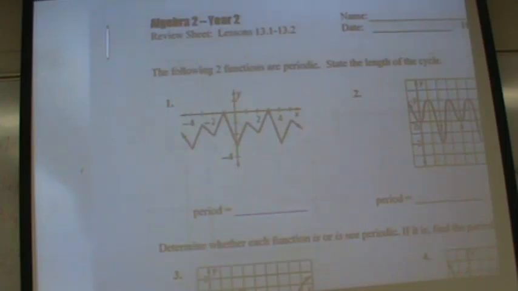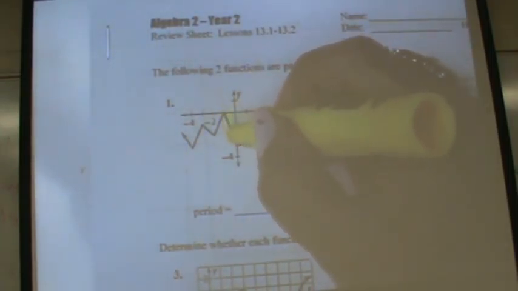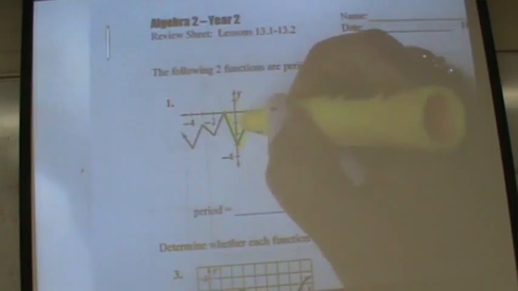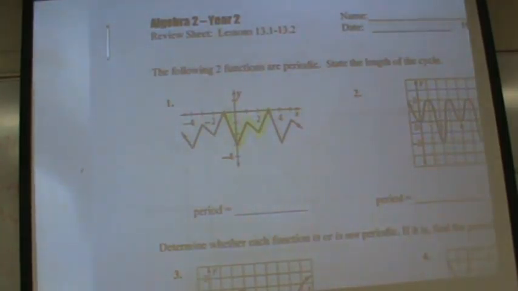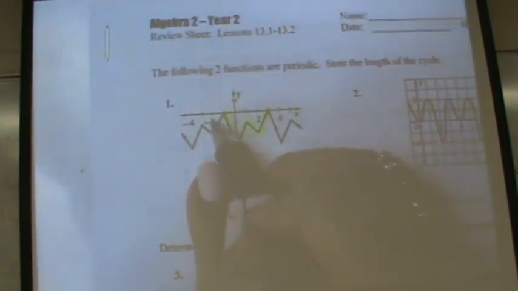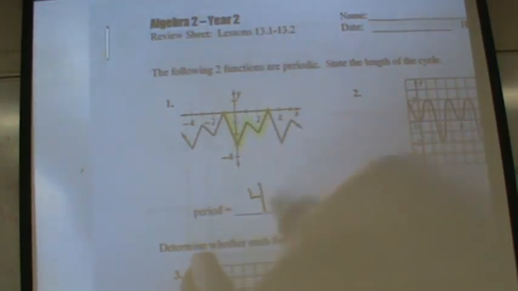Wait, no. Hold on. Now, these can be tricky. Can someone tell me where to start? I got 4. I started at the top of the peak. Start at the top of the peak. Okay, let's trace. Start there. Tell me when it starts again. Right there. Good. So let's count. You want to make sure you read your x-axis. So from -1, that's 1 unit, 2, 3, he's right, 4. Good job.